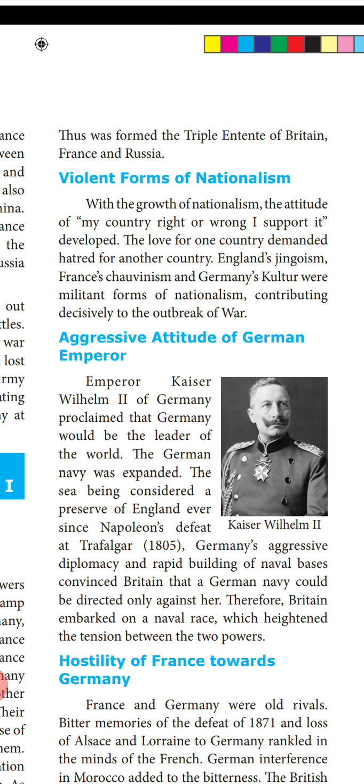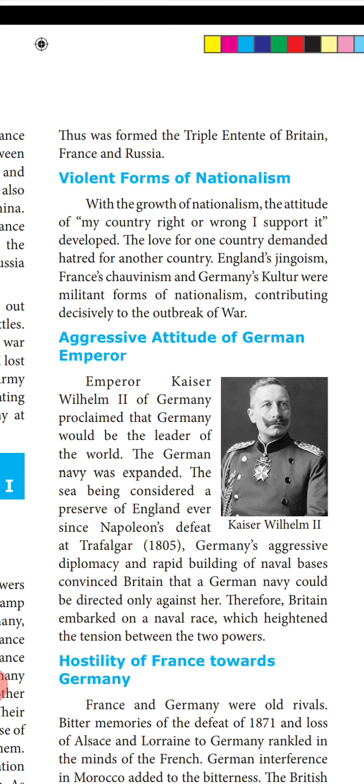Next, German emperor's aggressive attitude. Emperor Kaiser Wilhelm II of Germany proclaimed that Germany would be the leader of the world. ஜெர்மனி என்ன சொல்கிறான், உலகத்துக்கே நான் தான் லீடர் அப்படின்றான், ப்ரொக்ளைம் பண்ணுறான். இது யாருக்கு பிடிக்கல? இங்கிலாந்துக்கு பிடிக்கல.